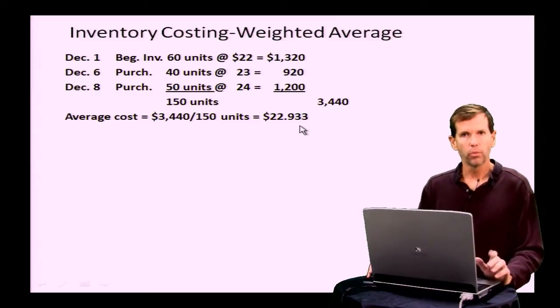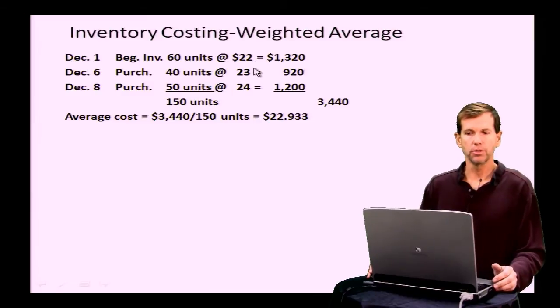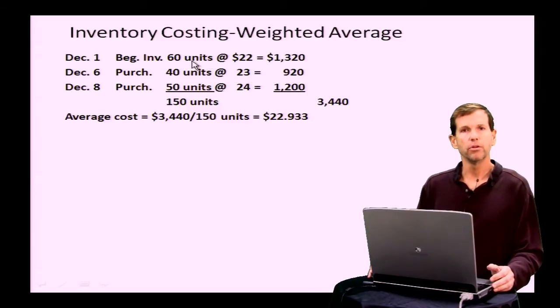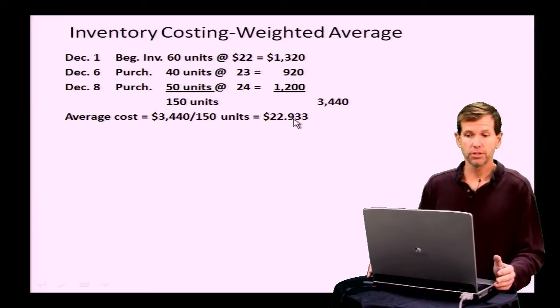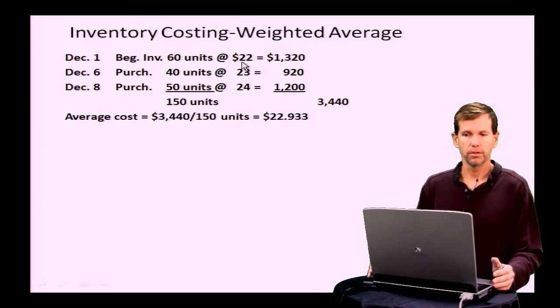One word of warning, sometimes students will look at the 22, 23, and 24 and go, oh, well, the average is $23. Well, no, the average is 22.933. You can't use the middle figure as an average because look at the number of units at 22. There's 60. There are only 50 at 24. So the $22 figure is weighted more heavily than the $24 figure. That's why the average is actually slightly below that 23. So make sure you go ahead and multiply through, add them up, and divide by the number of units to get the true average. In this case, 22.933.